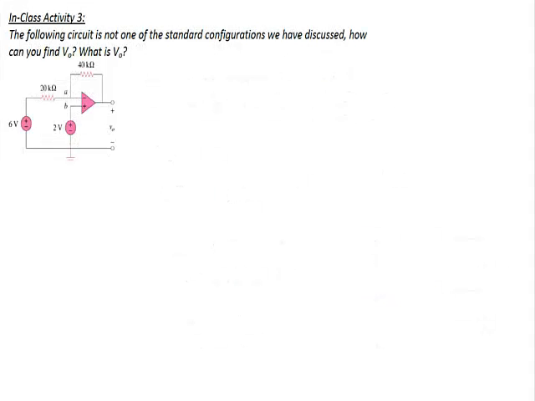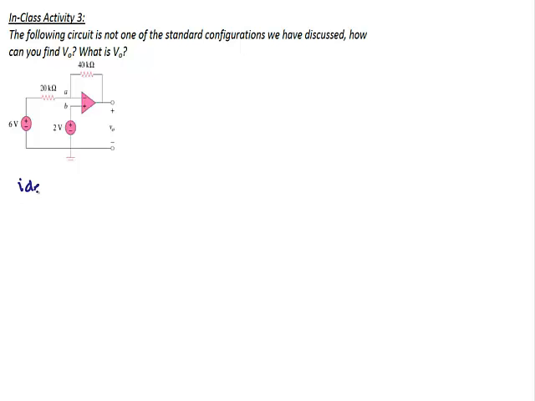Let's try our next example. The following circuit is not one of the standard configurations we have discussed so far. How can you find V0? Well, there's 2 ways to actually do this problem. One is to use the ideal assumptions and KCL to solve, and the other one is to use superposition. Let's do the ideal assumptions first.